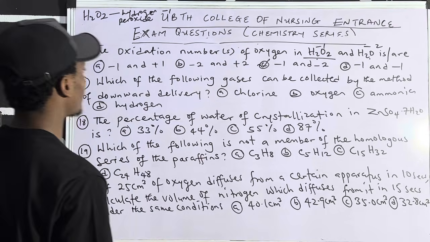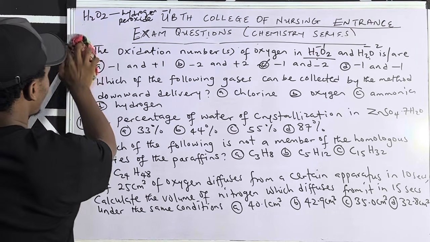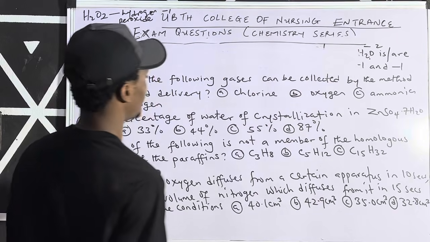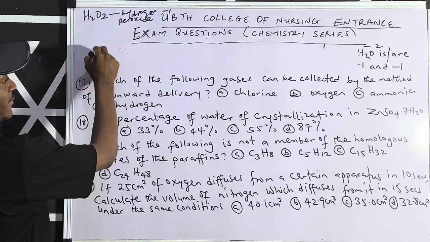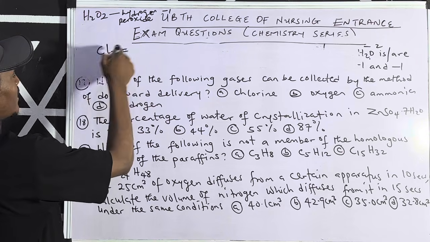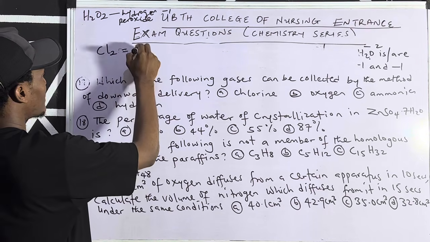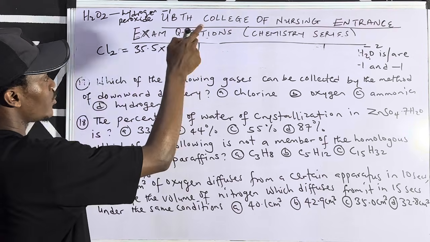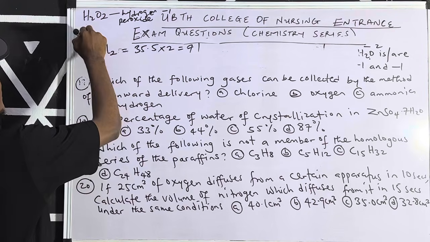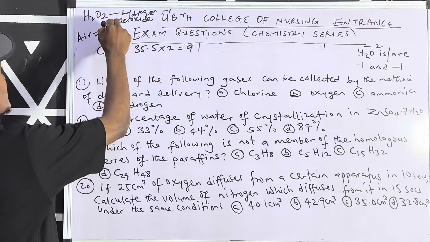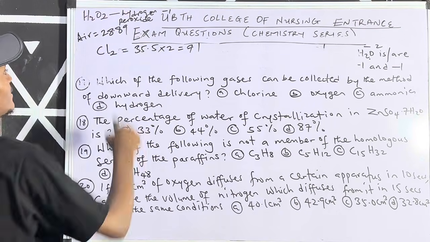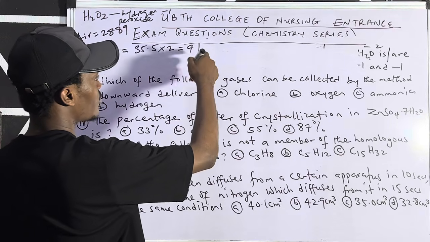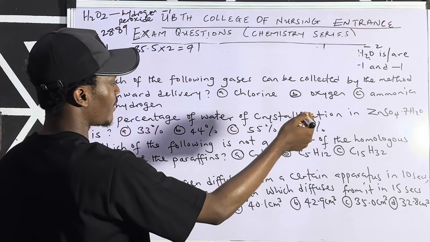Firstly, we have to get their molecular weight. For chlorine, chlorine is the first option, Cl2. The relative atomic mass of chlorine is 35.5 times 2, which gives us 71, which is way higher than our standard air. Remember, air is 28.89. So this is way heavier than air or denser than air. Then it should be collected via downward delivery. But let's confirm the others.